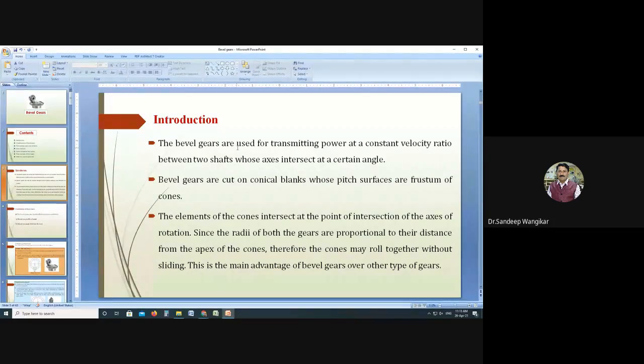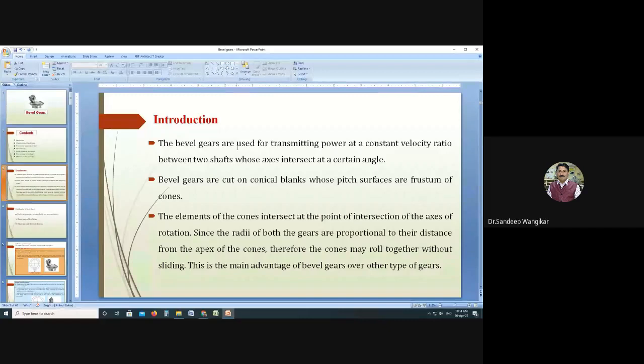So once again I will say that the bevel gears are cut on the conical blanks whose pitch surfaces are frustum of cones, and the elements of these cones intersect at a point of intersection of the axis of rotation. And as the radii of both these gears are proportional to distance from the apex, these cones are rolling without any sliding. Therefore, this is the main advantage. And the bevel gears are used when the axes are intersecting at an angle. So this is the basic thing.